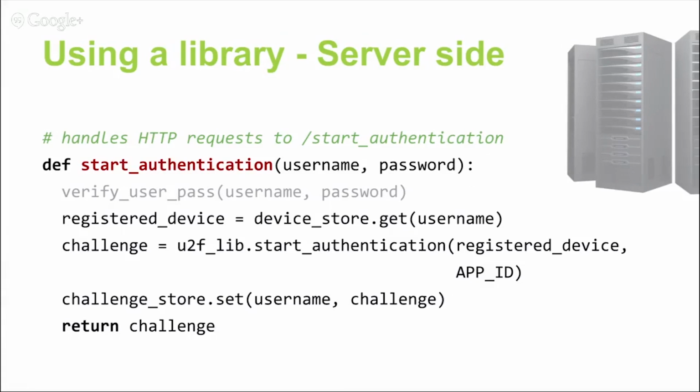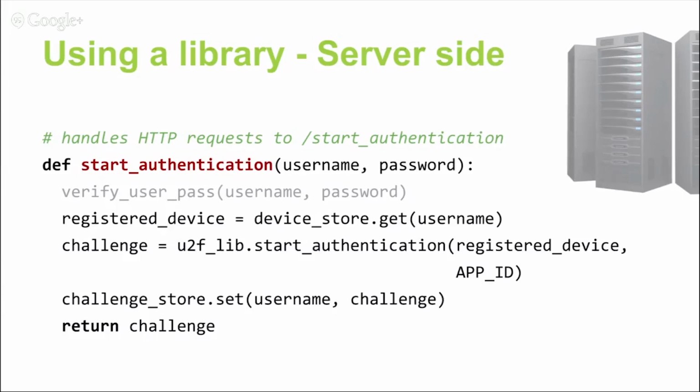So in this case, the user is already registered. We're looking at authentication here, but registration is very similar. So we already have a device registered for this user. Essentially, we have a public key and a key handle. So we look in our device store, which can be any store, a key value store, your enterprise database, and we look for the registered device for the username that just authenticated by password. We got the registered device.